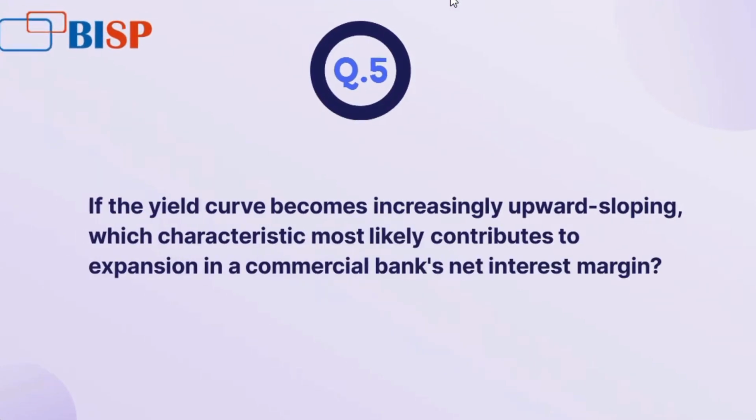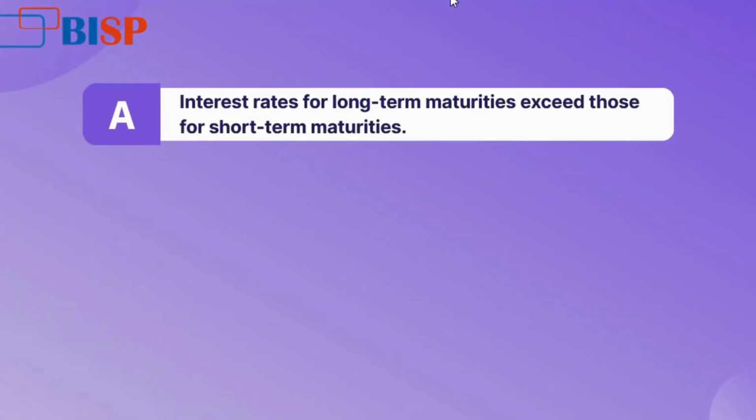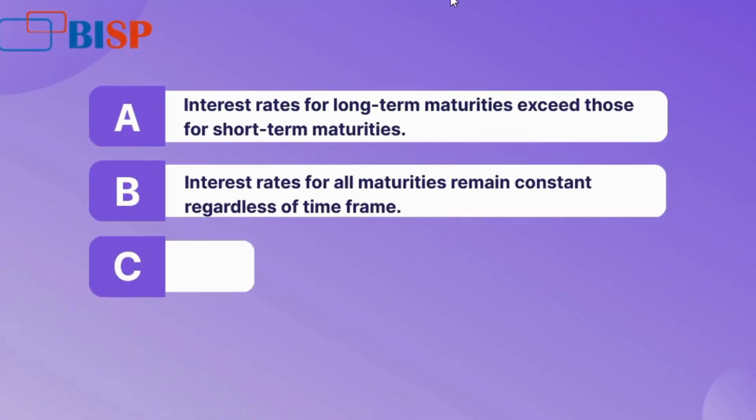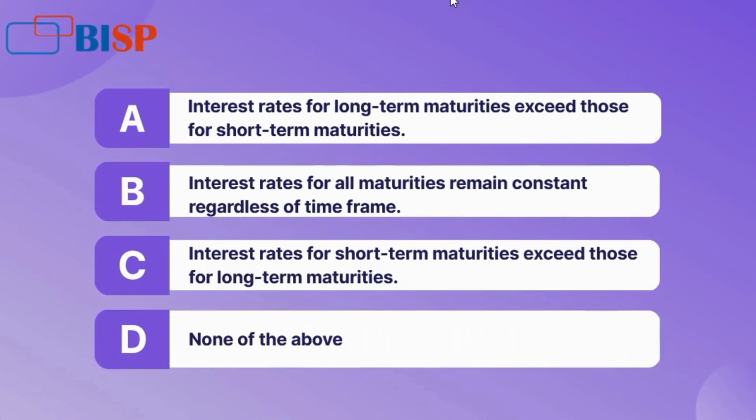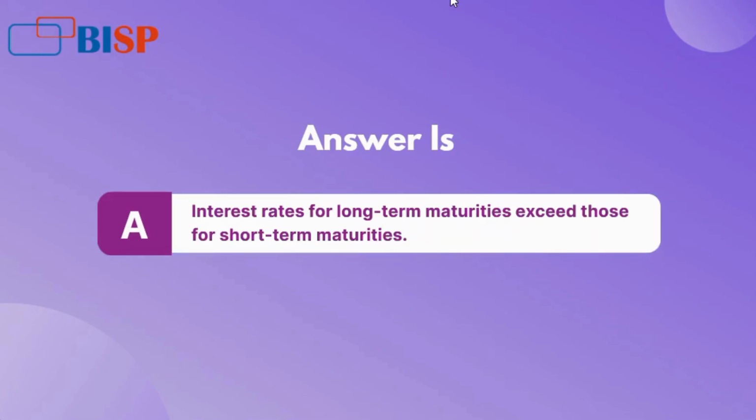If the yield curve becomes increasingly upward sloping, which characteristic most likely contributes to expansion in a commercial bank's net interest margin? A. Interest rates for long-term maturities exceed those for short-term maturities. B. Interest rates for all maturities remain constant regardless of time frame. C. Interest rates for short-term maturities exceed those for long-term maturities. D. None of the above. Answer is A. Interest rates for long-term maturities exceed those for short-term maturities.